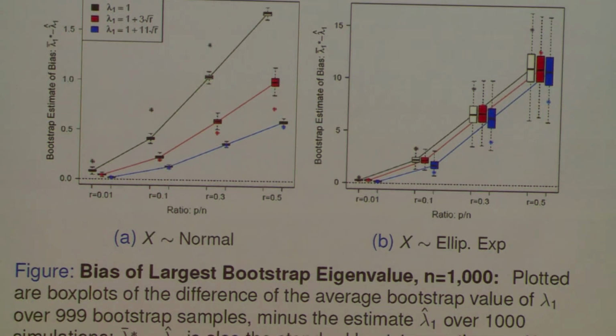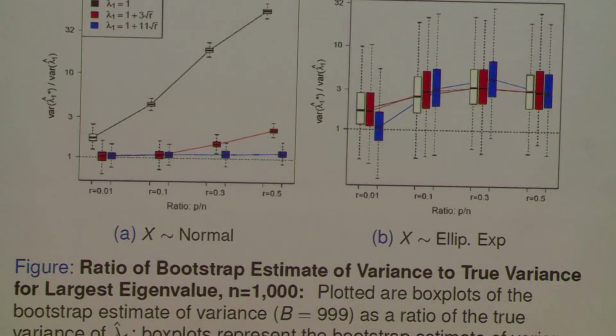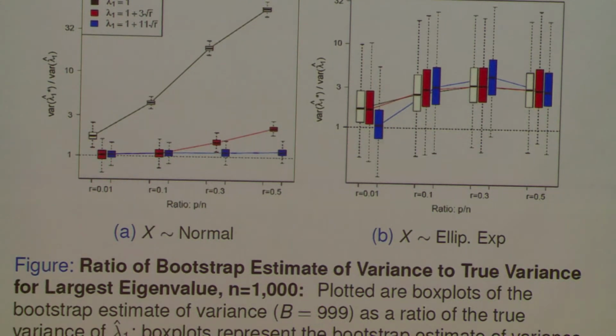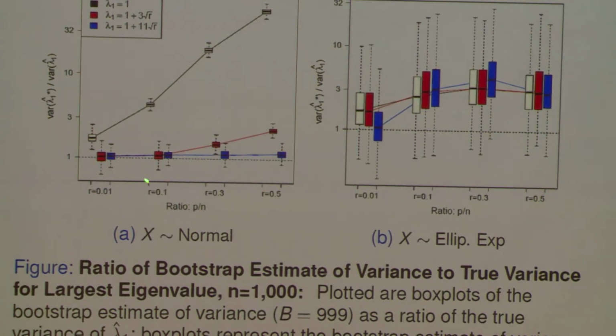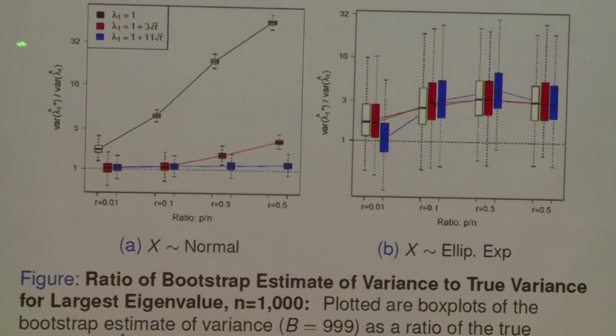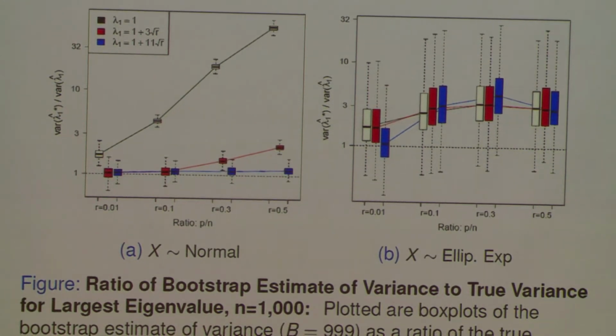Okay? So in that case, it's hard to give this into the hands of the practitioners and tell them, even if something is wrong, what's wrong. This is a comparison of bootstrap variance over true variance. Okay, so in the null case, that's a factor 32 here.